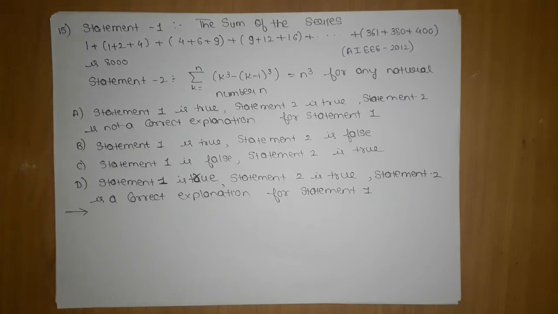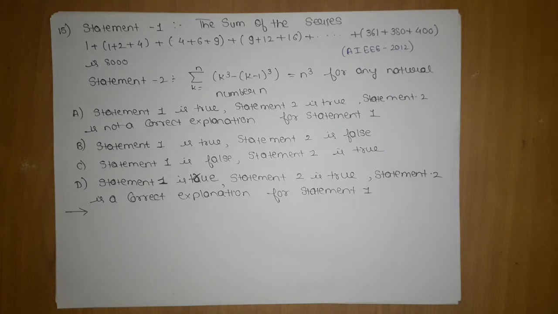So the first option is statement 1 is true, statement 2 is true, statement 2 is not a correct explanation for statement 1. Second option is statement 1 is true and statement 2 is false. Third, statement 1 is false, statement 2 is true. Fourth, statement 1 is true, statement 2 is true, and statement 2 is a correct explanation for statement 1.